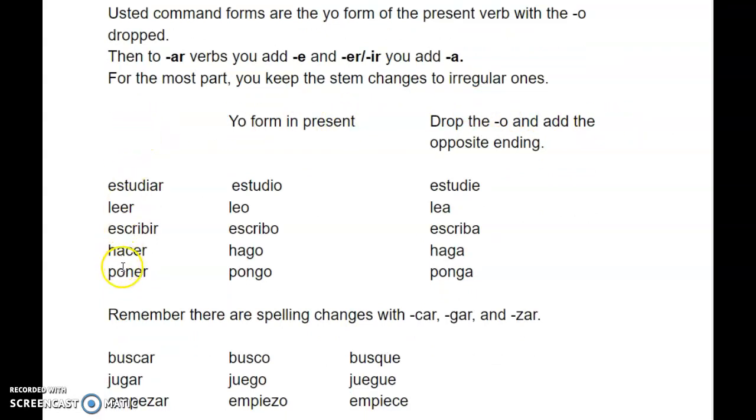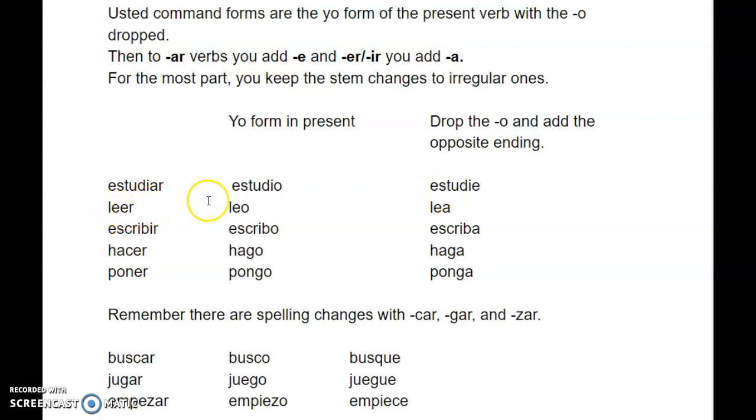Here I've put the infinitives in this column. Here I have given you the yo forms in the present. And then here it is after we dropped the O and then added the opposite ending. So this is where we're adding the E to the AR verbs and the A to the ER/IR verbs. If I have the verb estudiar, the yo form of the present is estudio. This is an AR verb, so after I drop this O, I have estudie. Remember that's the usted command, where I'm telling the one to study.